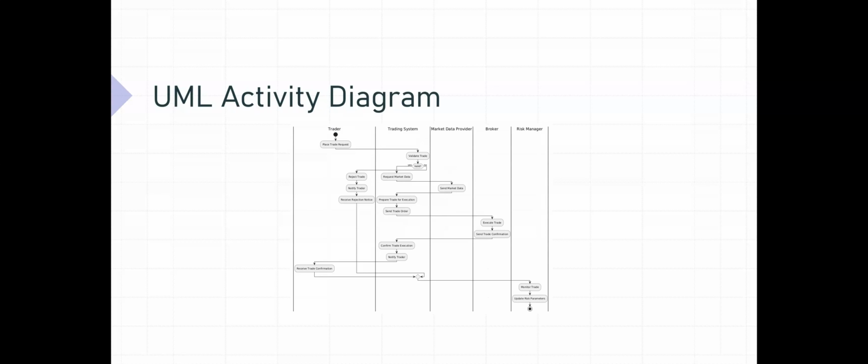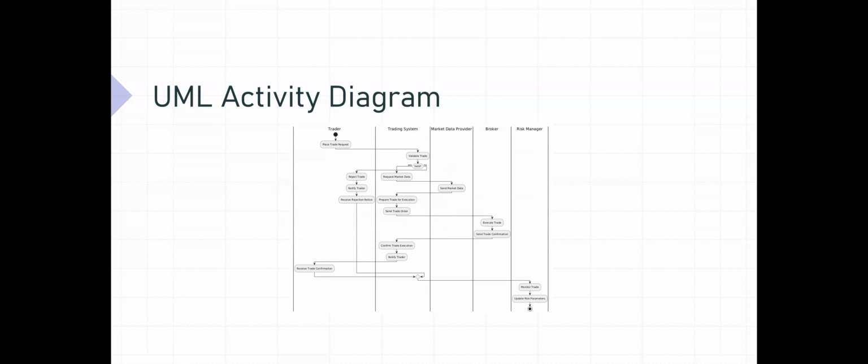The process starts with the trader placing a trade request. Then the trading system validates the trade. Next, the trading system requests market data from the market data provider. Next, the market data provider sends the market data to the trading system.